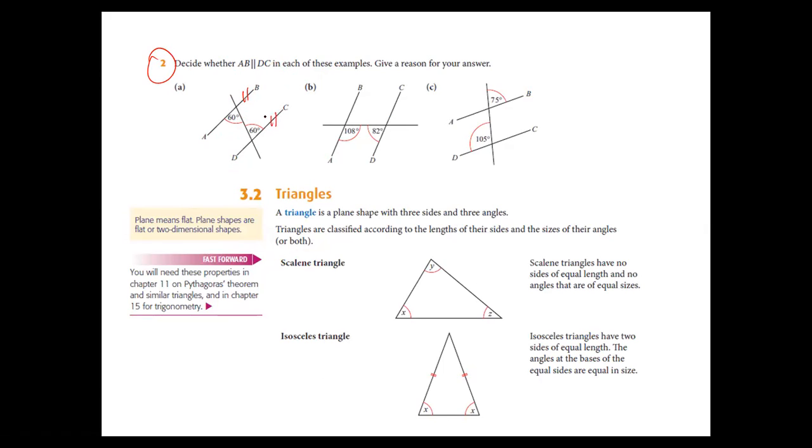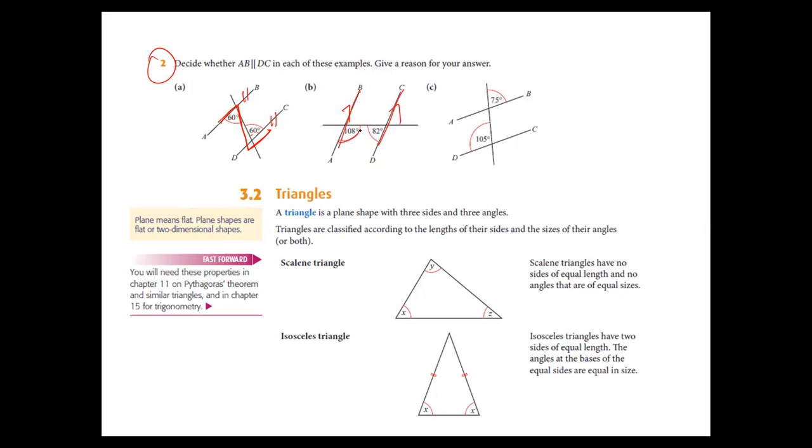Here we have the ladder of Z. That's why 60 is equal to 60 exactly. Give a reason for your answer: it's the rule of Z, or alternate angles. The interior angles of Z are equal to each other. And what about B? AB and DC are also parallel.